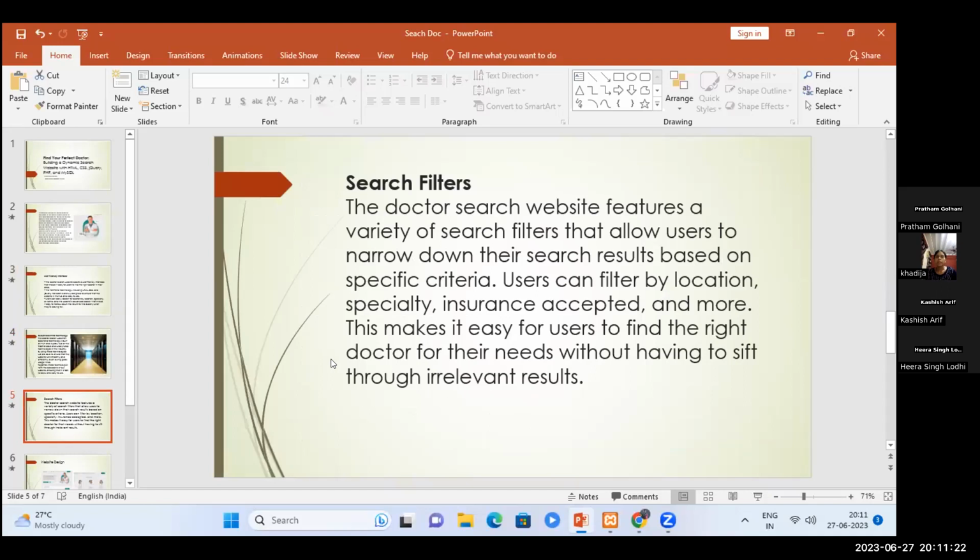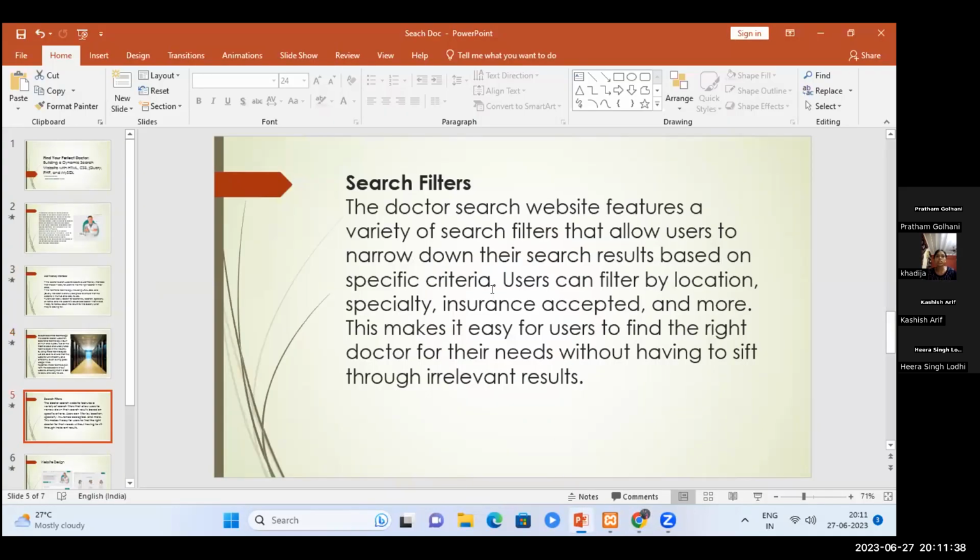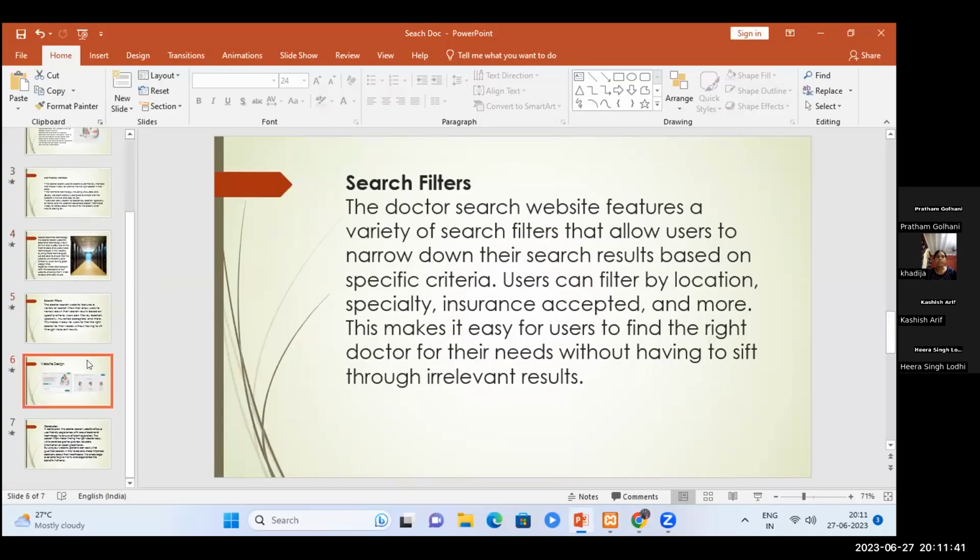Search filter. By this filter, the guest user finds it easy to search and browse through different doctors. So if we have a long list of doctors here, they can easily scroll down and look for other doctors which are effective for their needs.